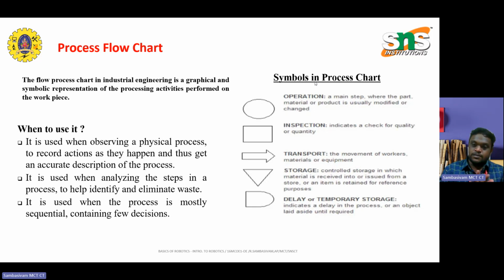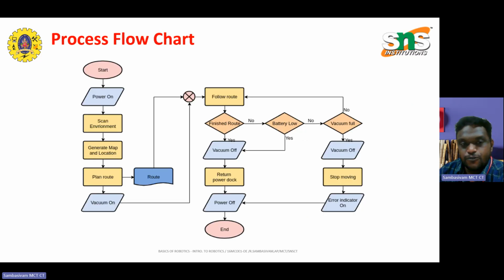This is how the symbols are used. The fifth symbol, the delay, shows a delay or temporary storage, which indicates a delay in the process or an object laid aside until it is required. So these are the important process flowchart symbols. Using these symbols, I would like to give an example of a process flow. Here is a sample flowchart showing how the process has to be done entirely.